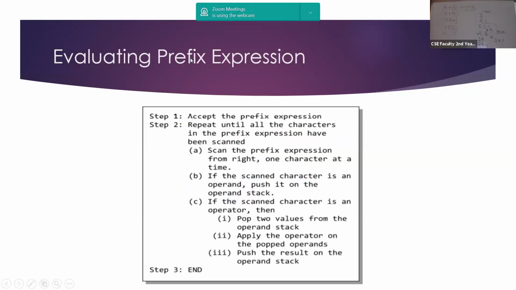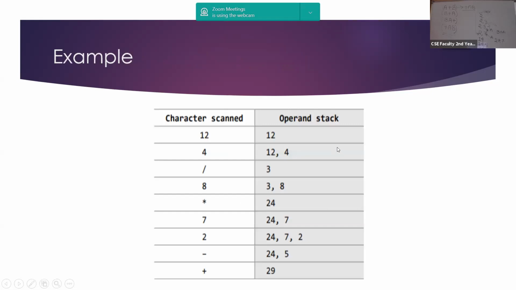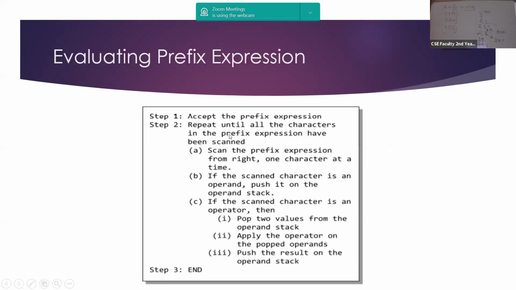Next is evaluating prefix expression. Now we have evaluated postfix and this is evaluating prefix. So what is the evaluation? Okay, how to do it? We'll see it. So it is saying that accept the prefix expression, repeat until all the characters in the prefix expression have been scanned. Scan the prefix expression from right one character at a time.